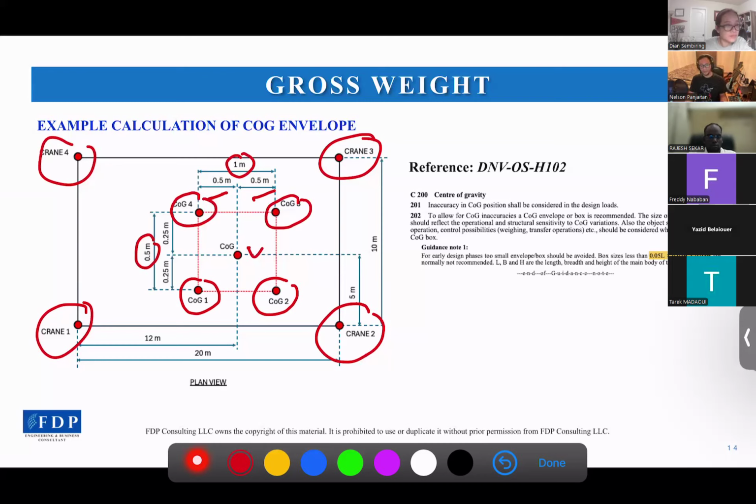So these COGs will represent the critical COG position that possibly happens if the objects are tilted or any imposed load from a specific crane during operation. So now we have five potential COGs that we should check. First is the original COG, the second is COG1, the third is COG2, COG3, and COG4.